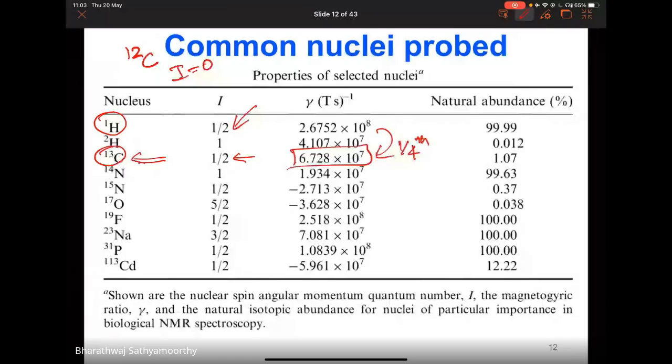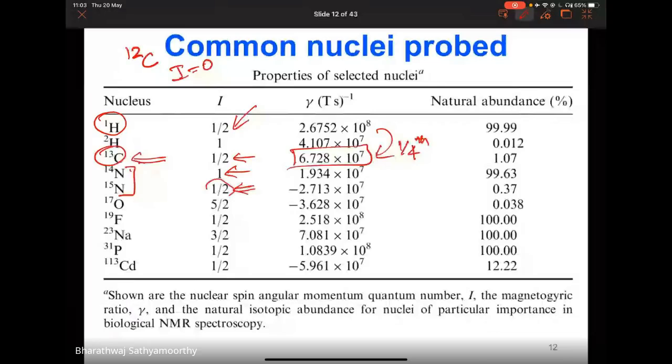The next commonly observed nucleus in biomolecular applications is actually nitrogen. Nitrogen is present in two different isotopes, one having a spin quantum number of 1 and another having a spin quantum number of 1/2. The spin quantum number of 1/2 is something that people enjoy studying in biomolecular applications. It has a gyromagnetic ratio that is 1/10 of the proton. And of course, the natural abundance is also very, very low.